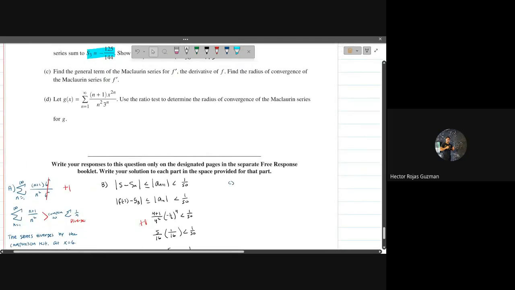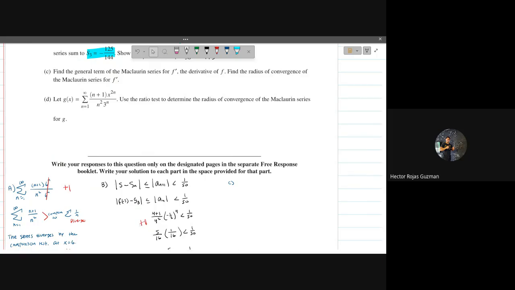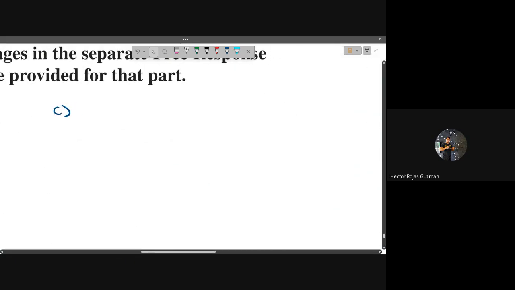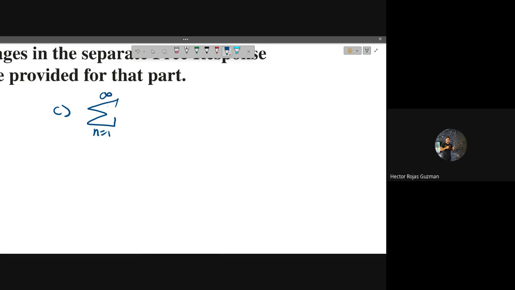Find the general term of the Maclaurin series for f prime, the derivative of f, and then find the radius of convergence. Okay, so let's go ahead and start with the original series for f, so that's going to be the n plus 1 times x to the power of n divided by n squared 6n. That's f of x. Right? I'll put it right here. F of x equals.